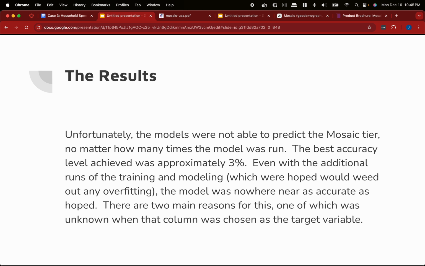Unfortunately, the models were not able to predict the Mosaic tier, no matter how many times the model was run. The best accuracy level achieved was approximately 3%. Even with the additional runs of the training and modeling, which were hoped would weed out any overfitting, in this case, I don't think it mattered. The model was nowhere near as accurate as I had hoped. There are 2 main reasons for this, one of which I did not know when I chose that column as the target variable.